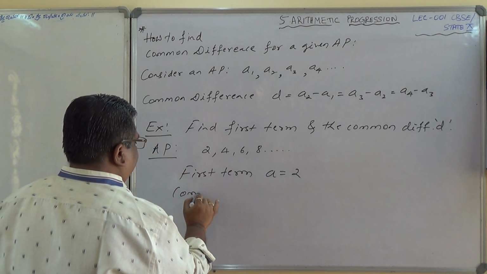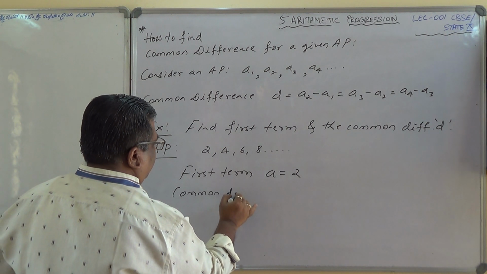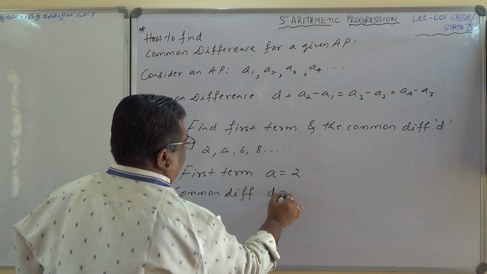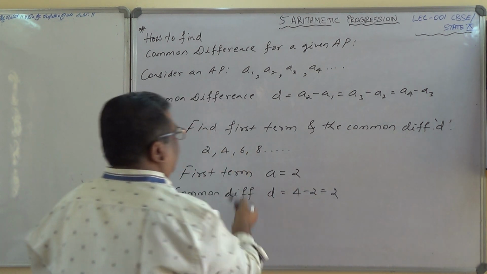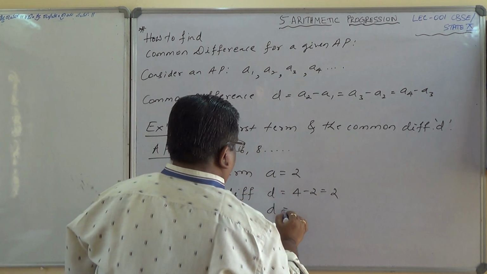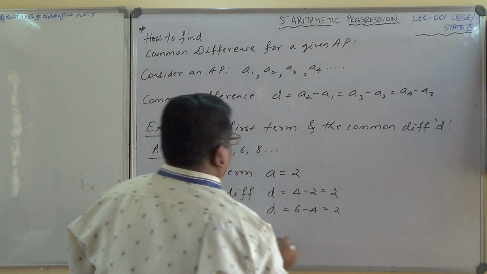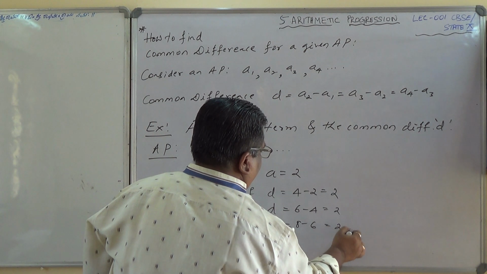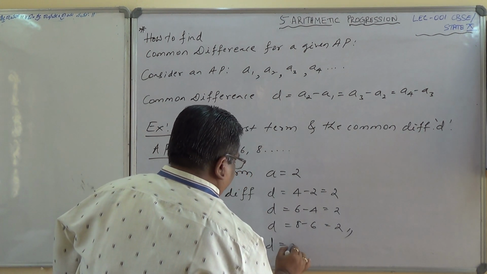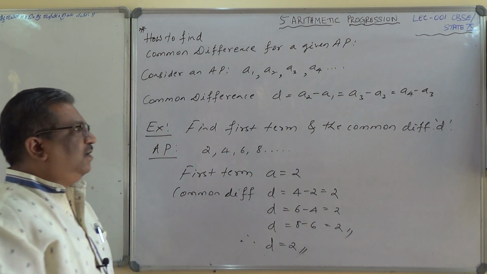and common difference d equals 4 minus 2. You can take 6 minus 4, also, which is 2. You can also take the next one, 8 minus 6, which is equal to 2, and therefore d, the common difference, is 2. This is how you can find it out.